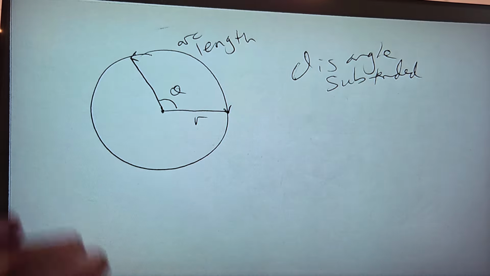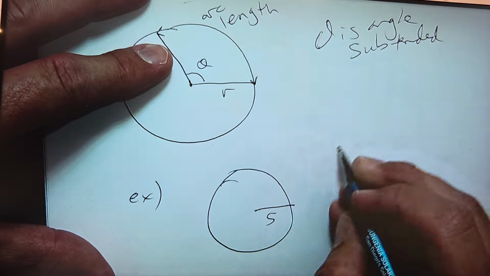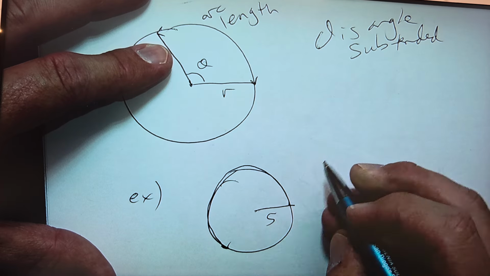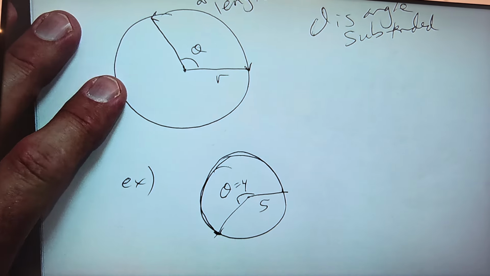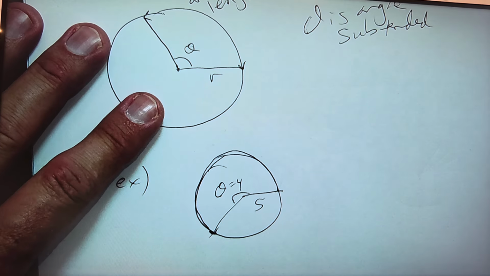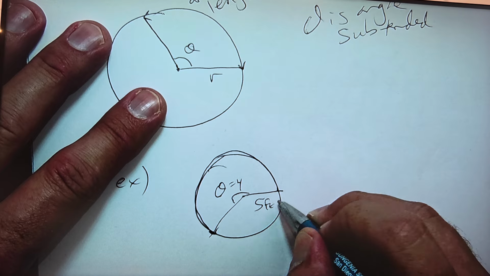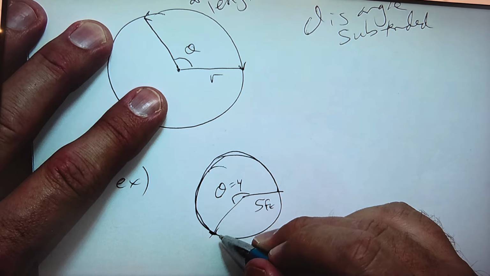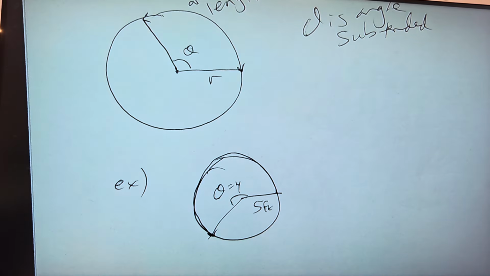Let me give you a concrete example. If I had a circle of radius 5, and we go 4 radiuses, how far did we walk? If our radius is 5, let's say 5 feet, and we go 4 radians around, how far did we walk? What does a radian mean again? 4 radians, what does that mean? Number of radiuses.